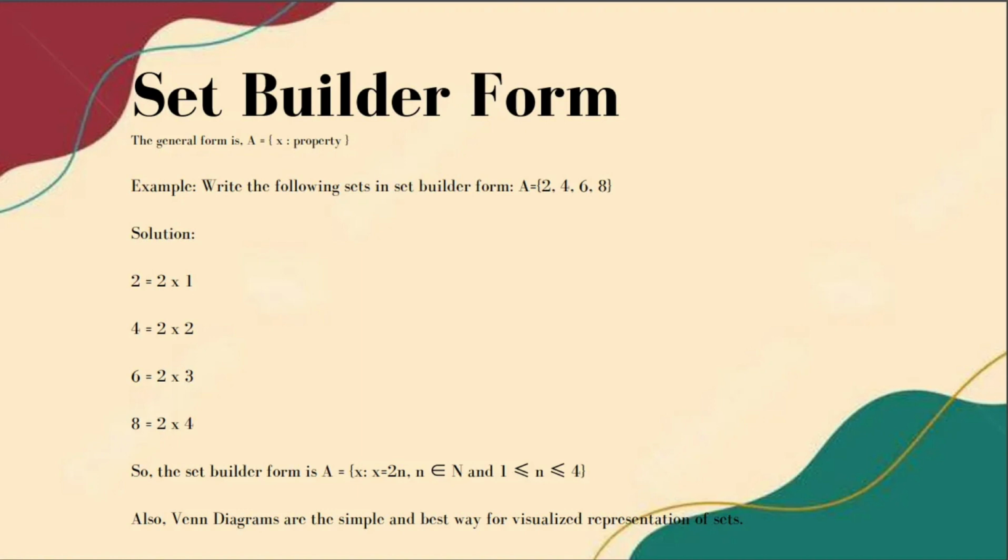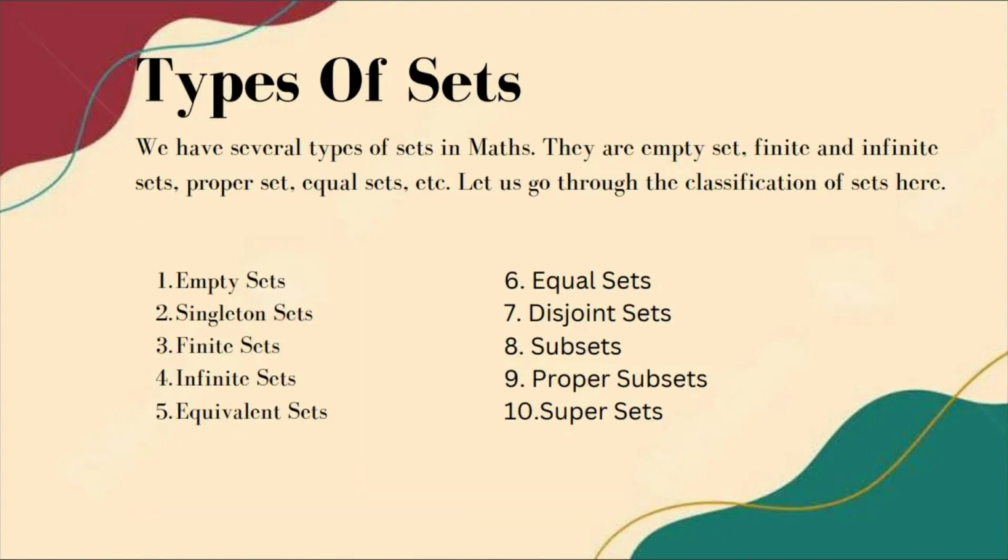So, the set builder form is A equals {x | x = 2n, n is an element of N, and 1 is less than or equal to n, and n is less than or equal to 4}.